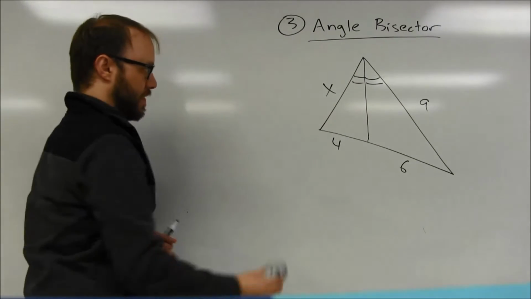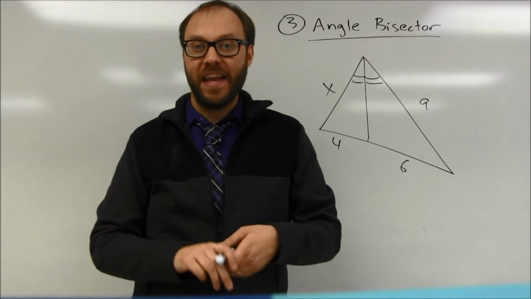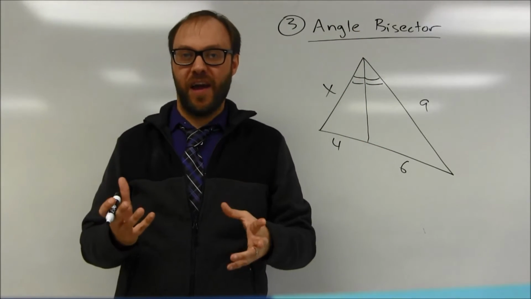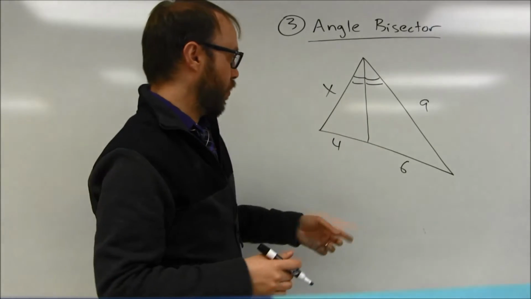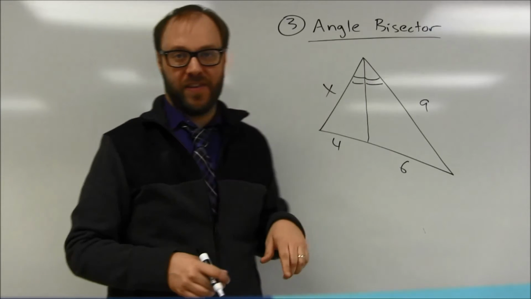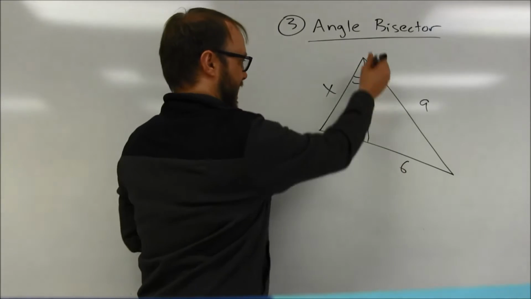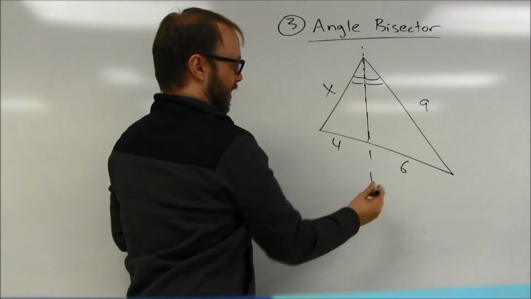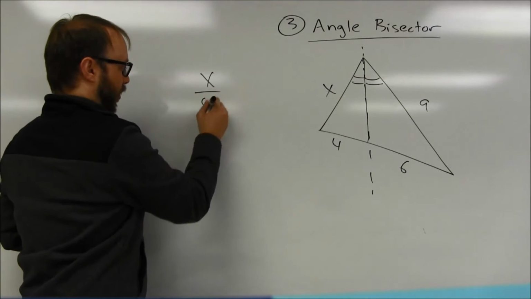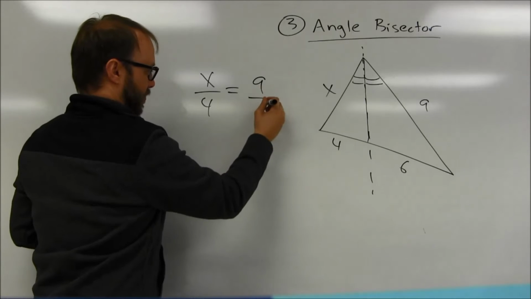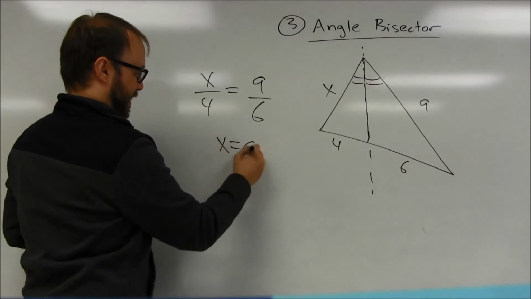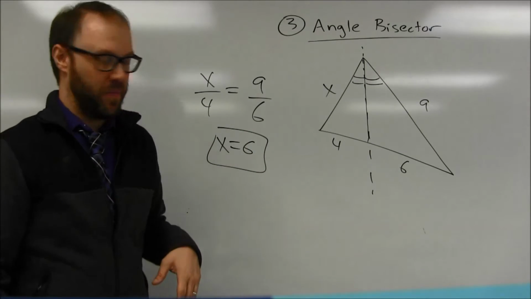The concept is very simple: the angle bisector is going to divide the left and right hand sides of the triangle in the same proportion. So whatever your ratio is over here, that same ratio is going to show up over on the other side. You can just divide it down that angle bisector, and you can see your proportions setting up. So x over 4 is going to equal 9 over 6, and you can solve that. I believe in this case x is going to end up equaling 6 if you solve that proportion.